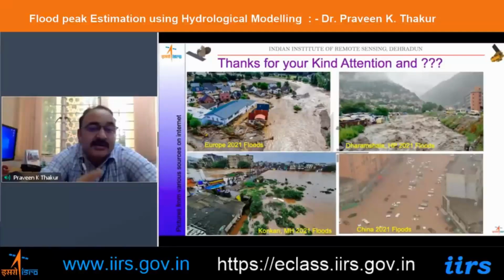So if we are able to correctly predict how that water gets generated in a river system, then tomorrow, in continuity to this, you will have flood inundation modeling. That is, how it spreads once it comes into the river channel, how it spreads in the floodplain area. Tomorrow that will be covered by our fellow scientists. So with this, I complete the hydrological modeling flood peak estimation lecture. The floor is open for questions now.